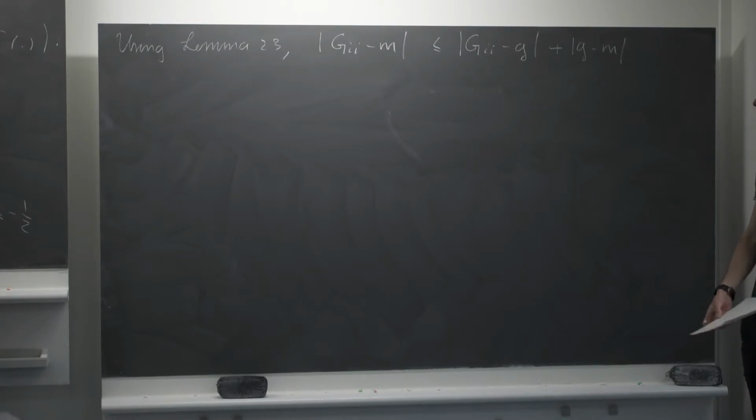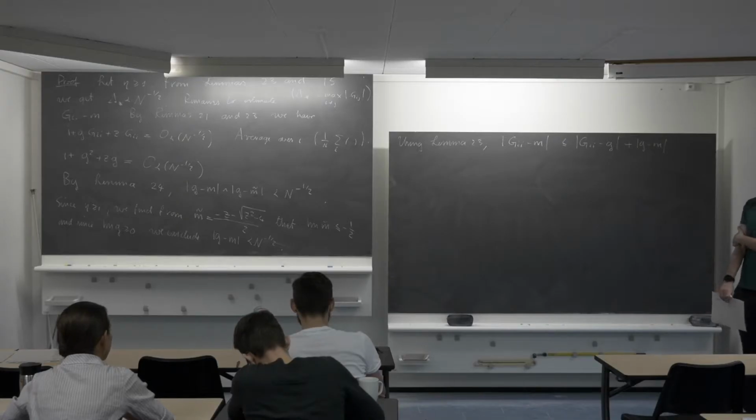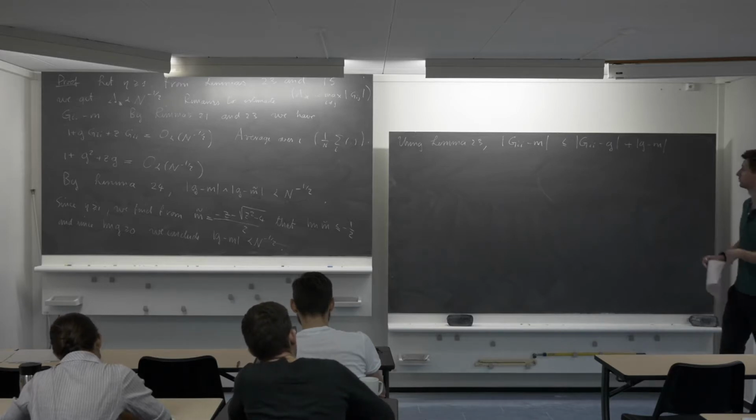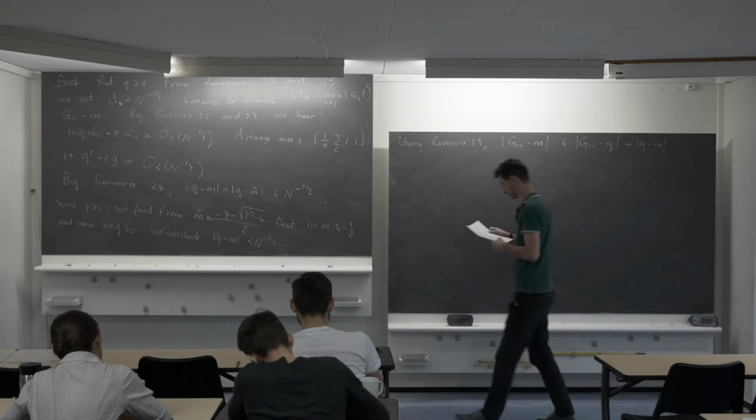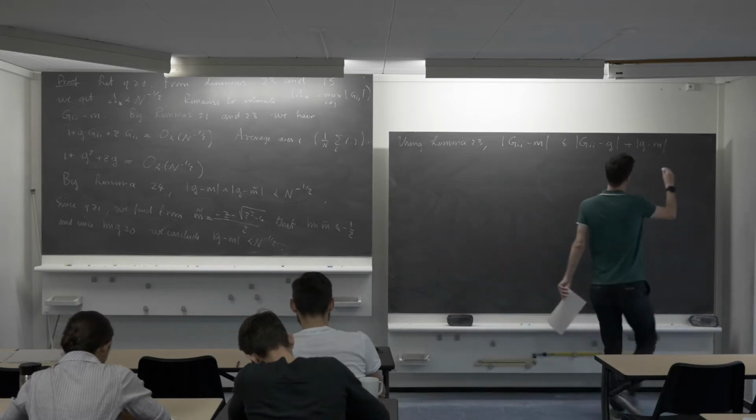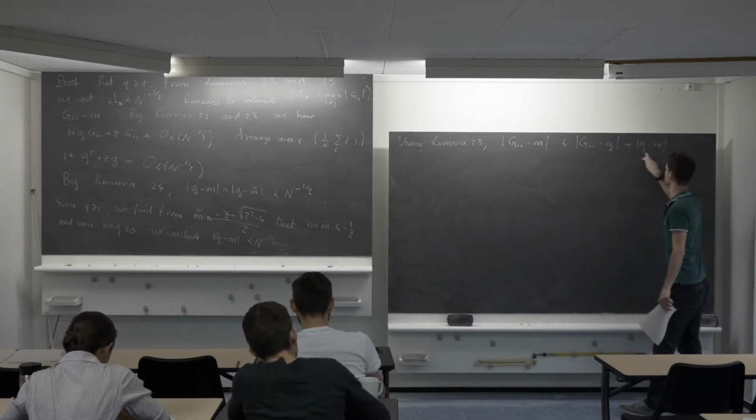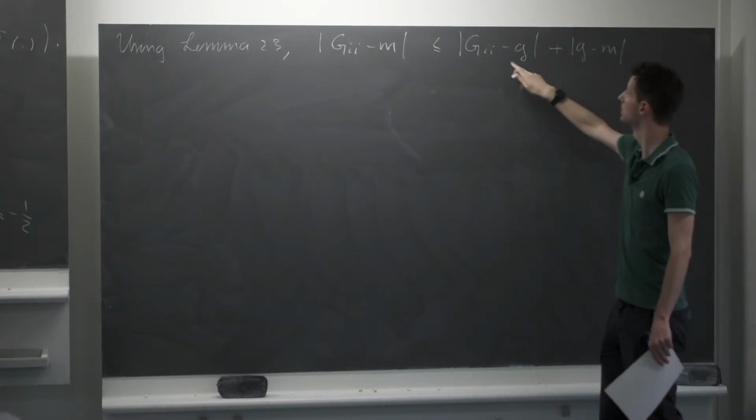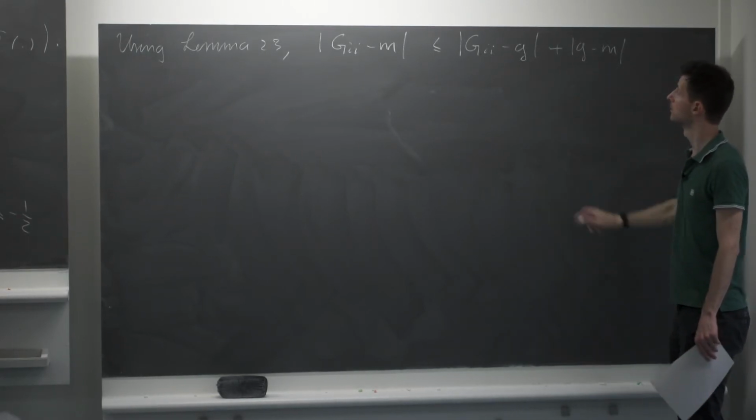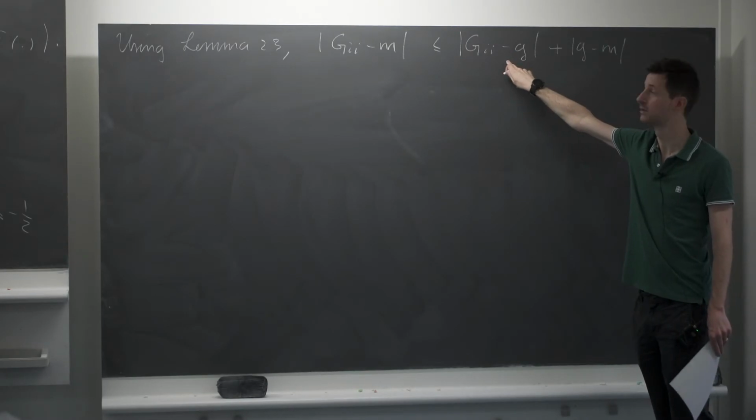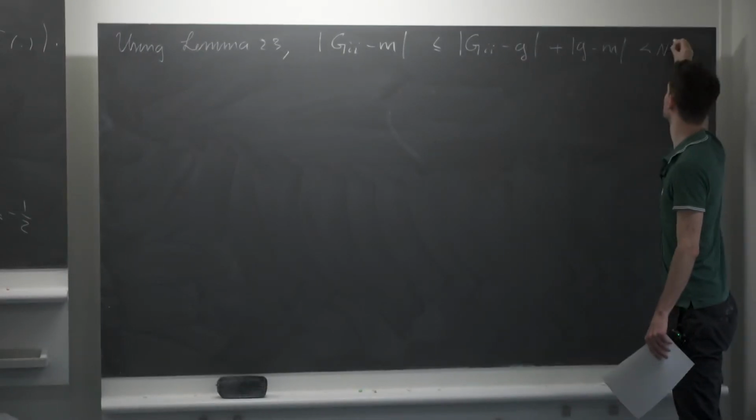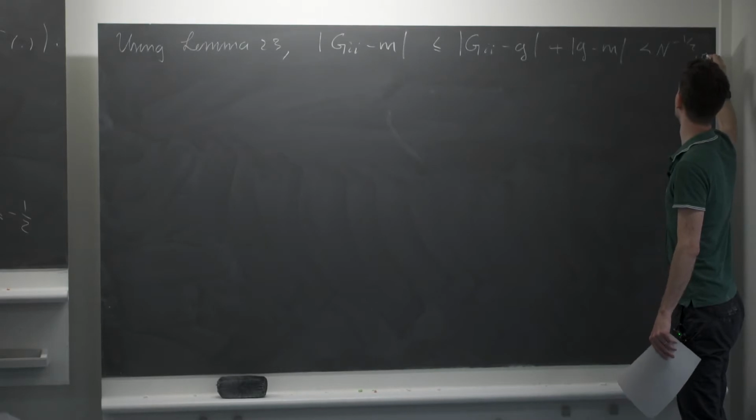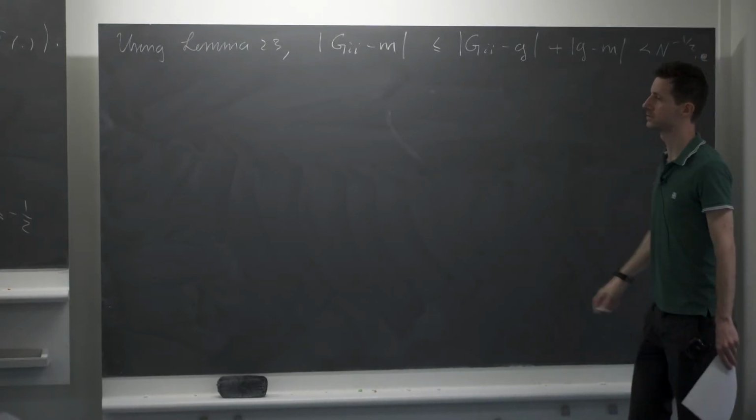And if you recall, we had an estimate for GII minus G in this lemma 2.3 under the assumption eta is at least equal to 1. So each of these terms is bounded by n to the minus 1/2. We just proved this is bounded by n to the minus 1/2. And this from lemma 2.3 is also proved bounded by n to the minus 1/2. Okay, so that's the end of the proof.